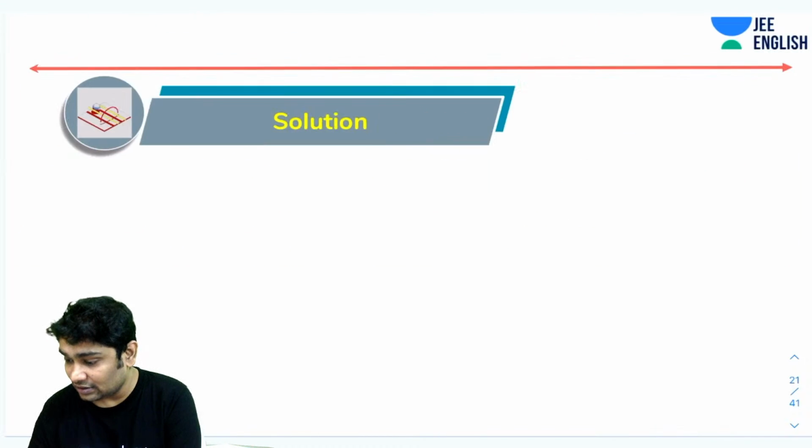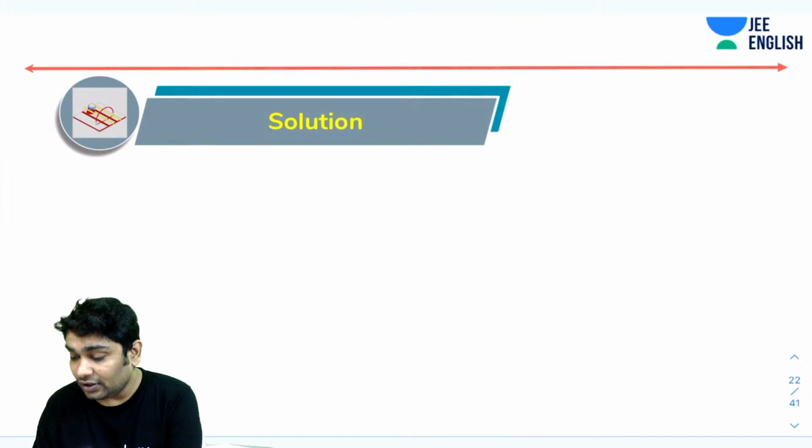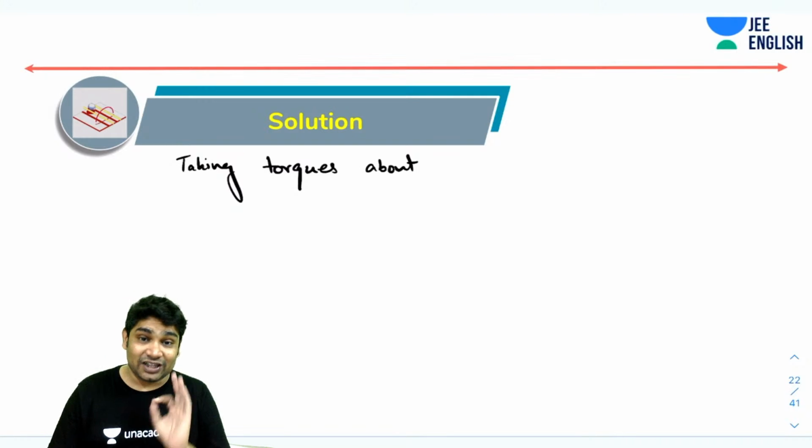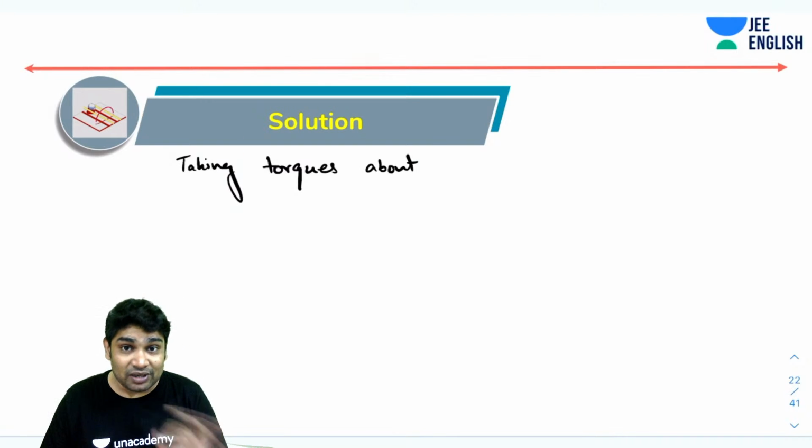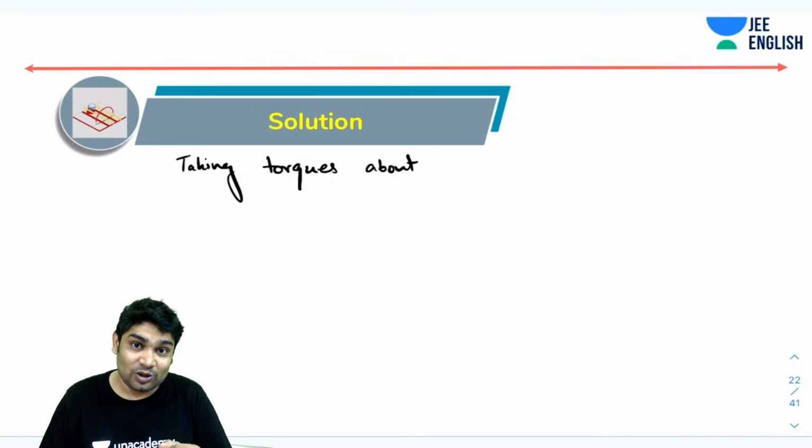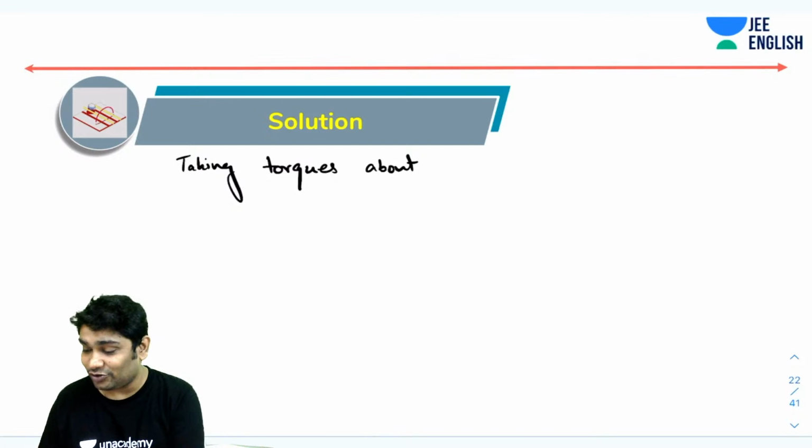So let's get to solving this. Taking torques about O. I hope you realize why we are taking torques about O. That is the simplest method of solving this problem. So I'm trying to tell you the simplest method. Of course, you can also solve this problem with other methods. I could show you the solutions, but we will just stick to the simplest methods of solving.